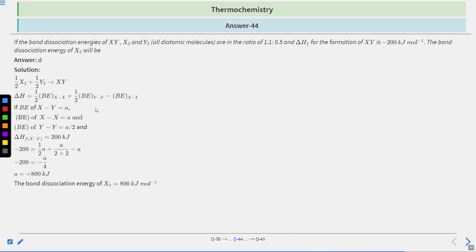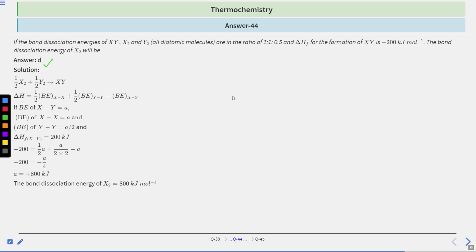Okay, so the correct answer is option number D. So we have this equation if we consider the formation of XY, right? Half of X2 plus half of Y2 will give you XY. And if you write the equation for the relation between the enthalpy and the bond energy, it will be del H for reaction equals half of the bond energy of reactants, that is the XX bond, plus half of the bond energy of the YY bond, minus the bond energy of the XY bond, right?